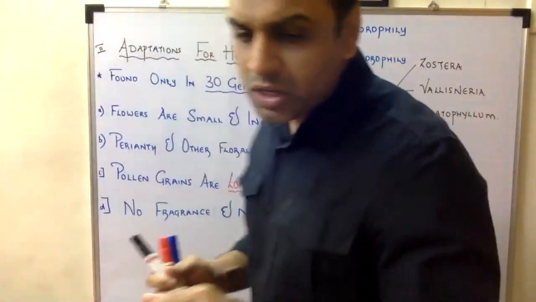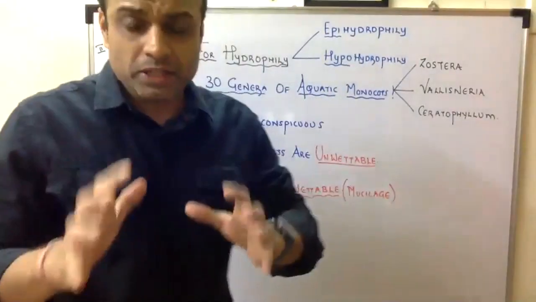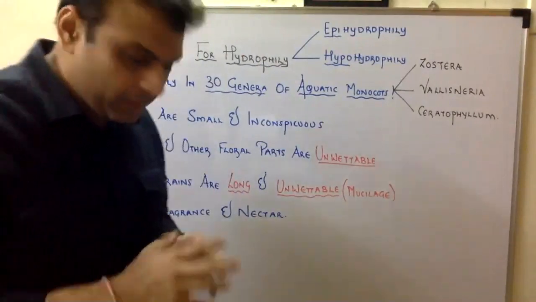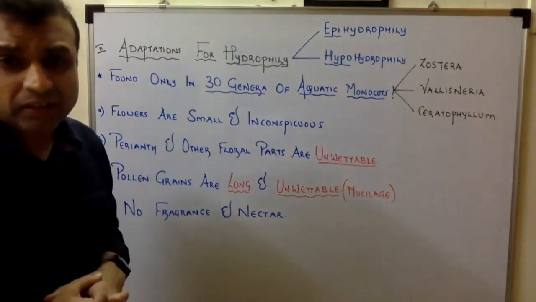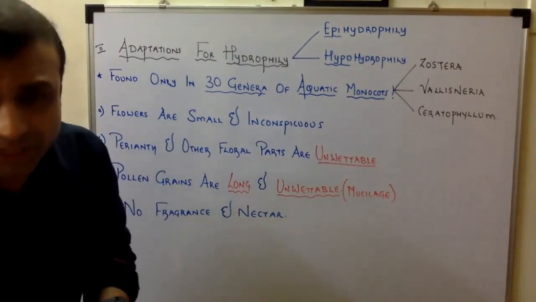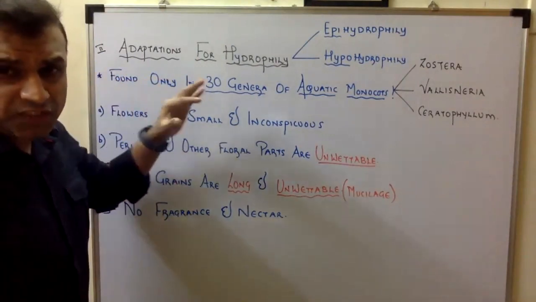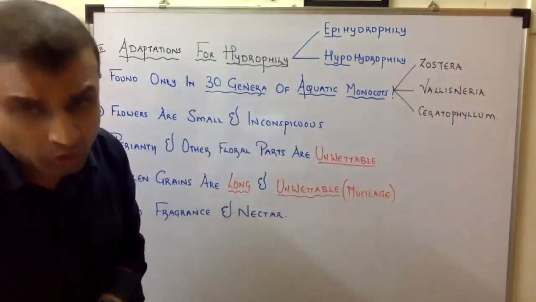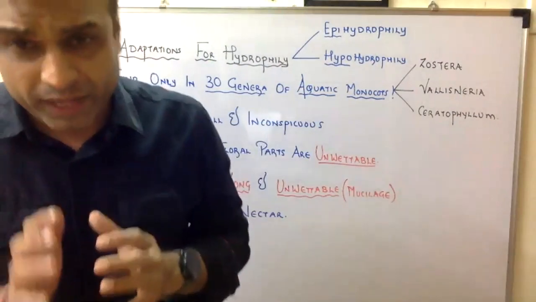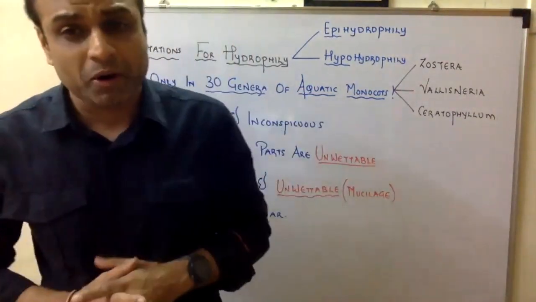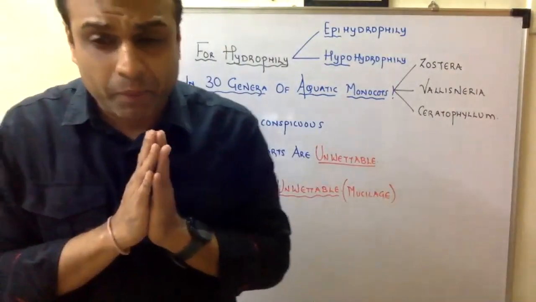Now, one thing which is very, very surprising, so in general, hydrophilic plants show certain adaptations. Now, it is surprising for us to know that only there are 30 different genera which have their pollination done with the help of water. Okay, so you can actually read that hydrophily is found only in 30 genera of aquatic monocots. Now, please remember when I say lotus, lotus is also an aquatic plant, but it is not pollinated with the help of water. Okay, right. Water lily is also not pollinated with the help of water.